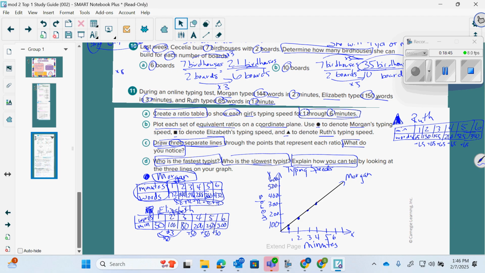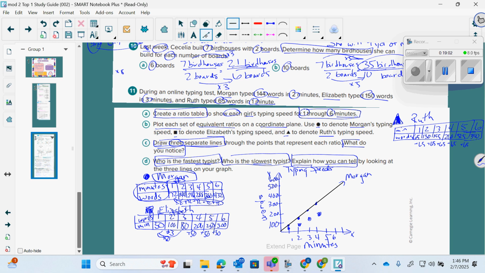At 2, she's right at 100. So now we're down here. At 3, she's at 150. So now we're directly between them. At 4, she's right at 200. At this point, I've got enough data points to go ahead and draw my line. You should go ahead and draw the rest of them.